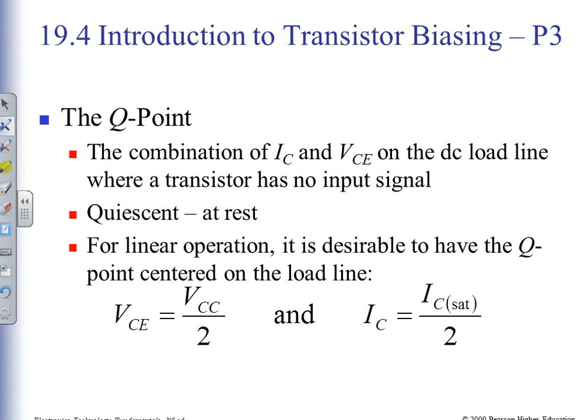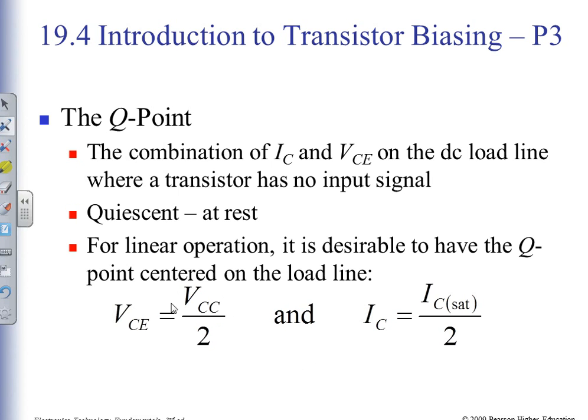Oh, there it is, quiescent. Oh, there's no T in quiescent. Oh, bummer. That means I'm pronouncing it wrong. Oh, well. Can't have everything. That's why we call it a Q point, because I can't pronounce it.